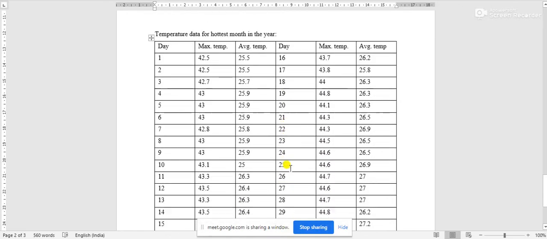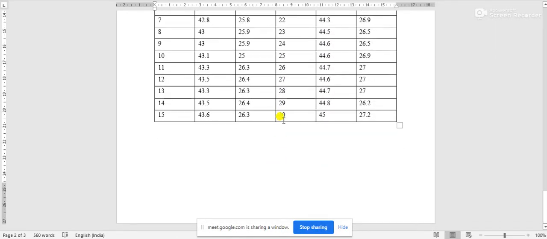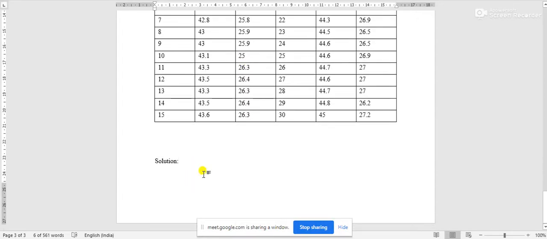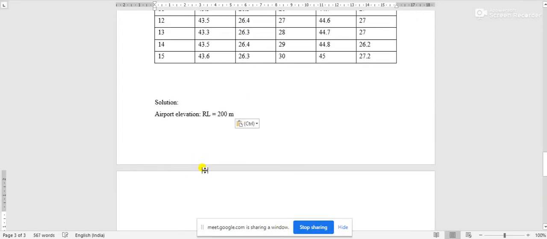Okay, now coming to the solution. Now, first of all, these data are given. Airport elevation is given. I am only writing the data which is given, that is airport elevation RL is 200 meter. First of all you have to go for the elevation correction.